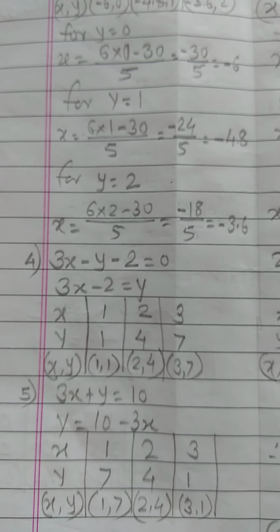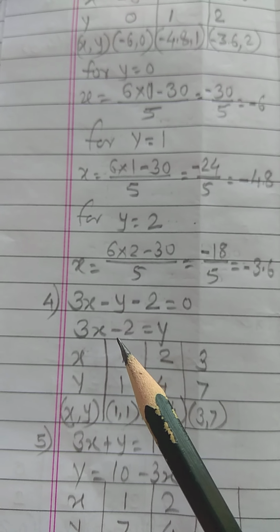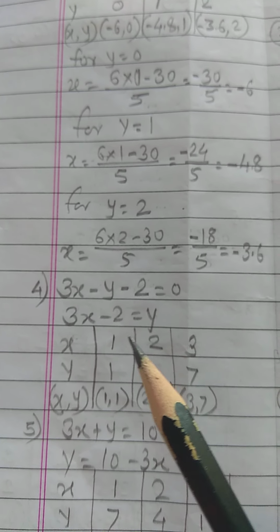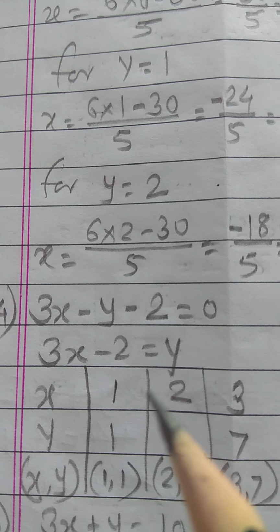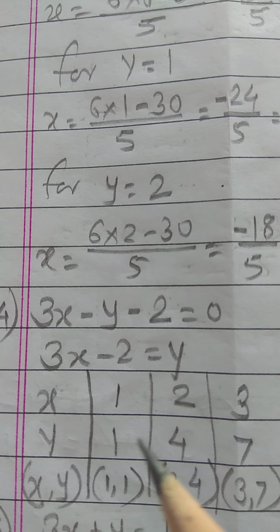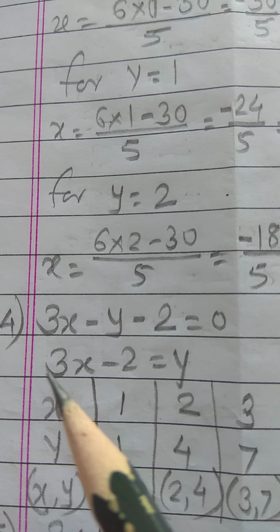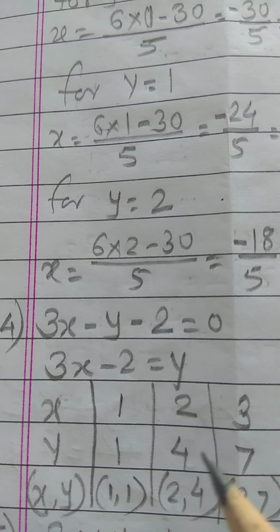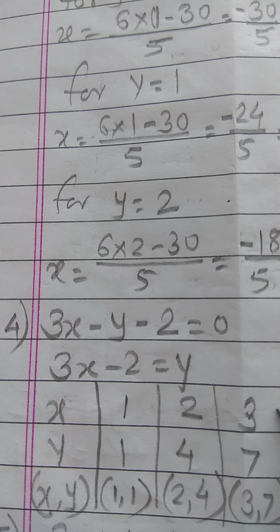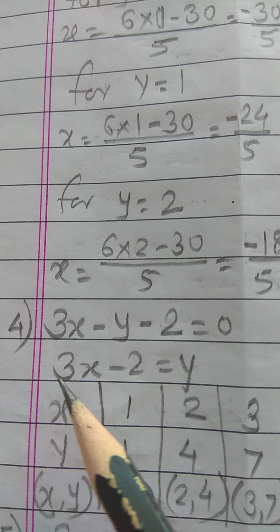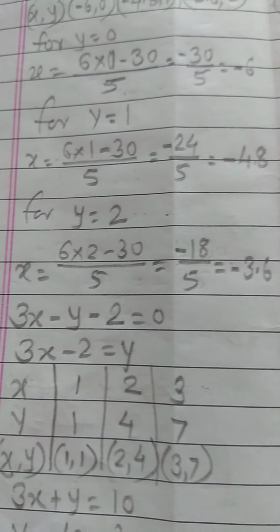Question number 4, 3x minus y minus 2 equals 0. So 3x minus 2 on one side, minus y will go to that side and become plus y. If we take x = 1, 1 times 3 is 3, 3 minus 2 will become 1, so y also will become 1. Now x = 2, 2 times 3 is 6, 6 minus 2 will become 4. (2, 4) is the next point. If we take x = 3, then 3 times 3 is 9, 9 minus 2 will become 7. (3, 7) will be the third point.